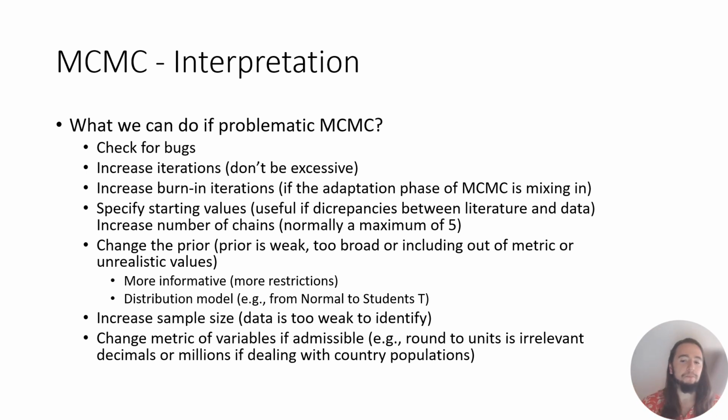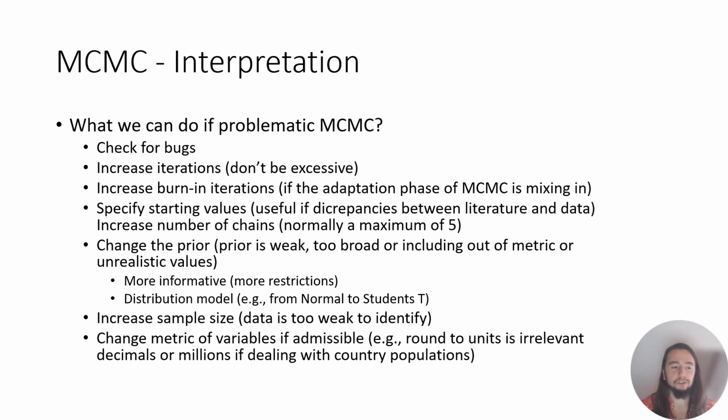Okay, what can we do if we have a problematic MCMC going on? First of all, check for bugs. It can be as simple as finding a bug in the script that gets you to a solution. Another common solution is to increase the iterations, but it's important not to be excessive, like 13 hours of MCMC, because you are wasting time and resources unless you can afford it. In addition, you can also increase the burn-in iterations just to be sure they are not mixing in with the inference.